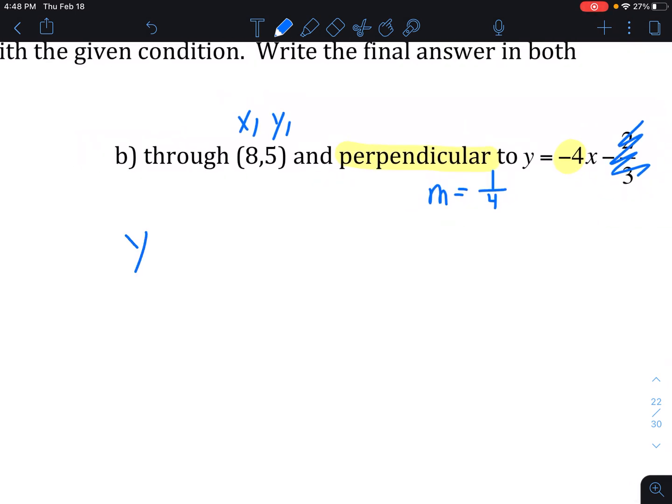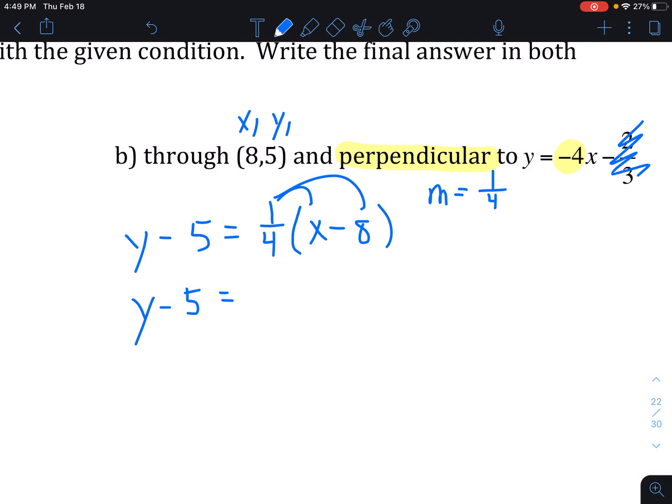So y minus y1 equals m parentheses x minus x1. And now I'm going to start converting that over to slope-intercept. I'm going to distribute the 1/4. 1/4 times x, and then 1/4 times negative 8. So that's 1 times 8 is 8, divided by 4 is 2.